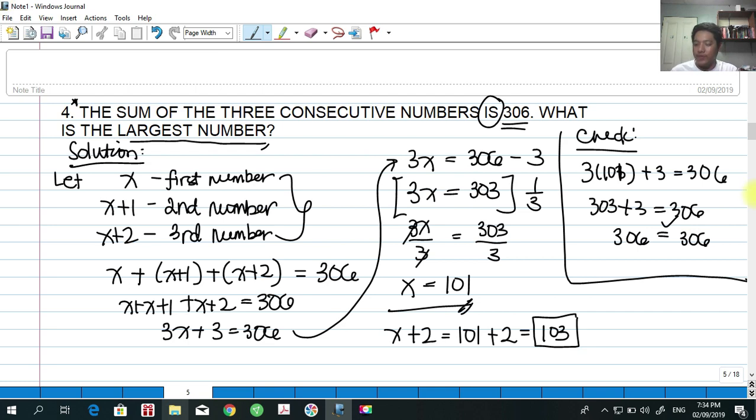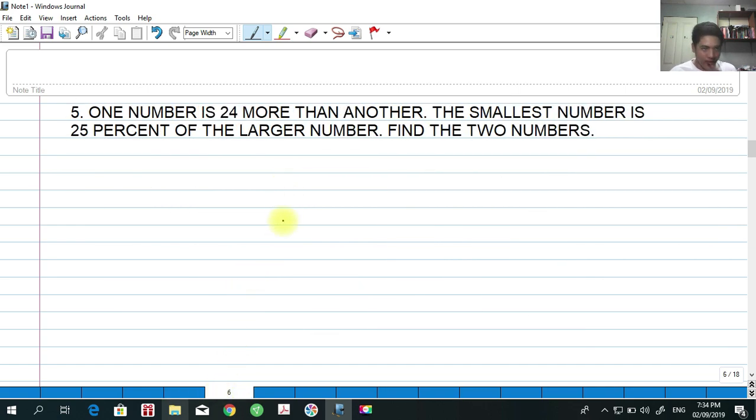So that's it. For number 5: one number is 24 more than another, and the smallest number is 24% of the large number. How is this different from our previous examples? It says one number is 24 more than another, so let's say we can let x be the smaller number again.